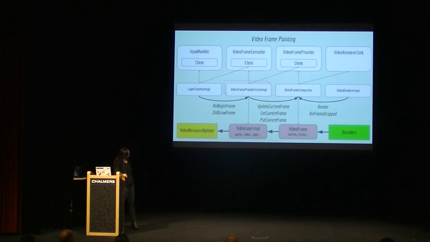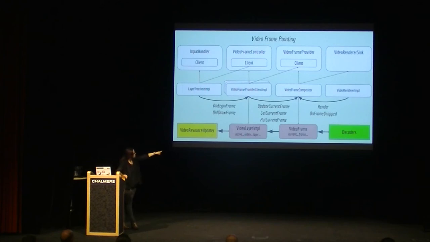Anyway, this one has something called an active video layer, where you get a paint, and this is the logic of how this paint happens. It uses this video resource updater, which is the one that actually populates the render paths and so on. And this is just a little bit of the things connected to this specific thing, which is basically the bottom part here.